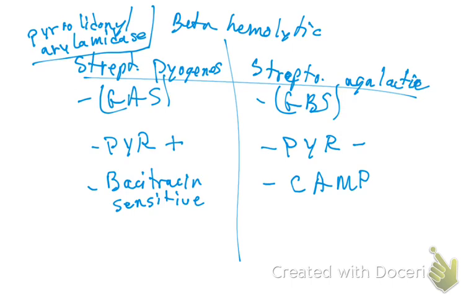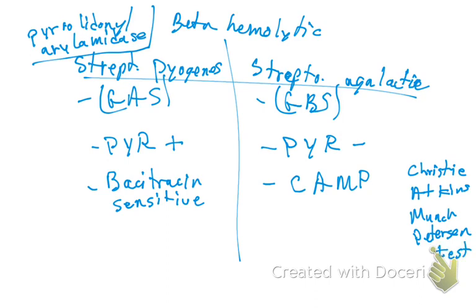It's the CAMP test, and CAMP is not cyclic adenosine monophosphate. It's not cAMP. It is a test. What kind of test is it? Basically it has names of people. C is for Christie, A is for Atkins, M is for Munch, and P is for Peterson. So the Christie, Atkins, Munch, Peterson test is CAMP in this case.